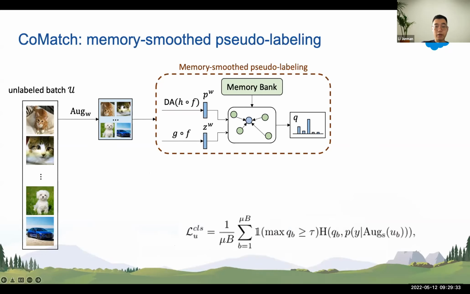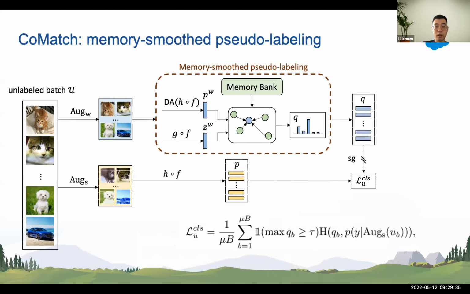So this is how we get Q, the pseudo label. And we can use this pseudo label to optimize this cross entropy loss, where we treat it as a target, and we train the model to predict this target given this sample.